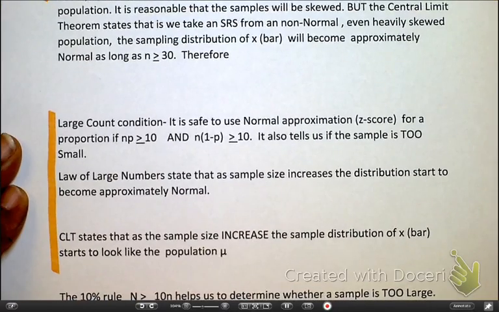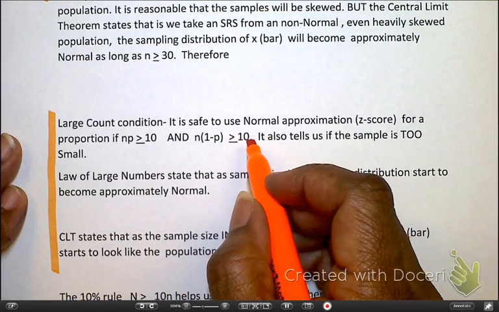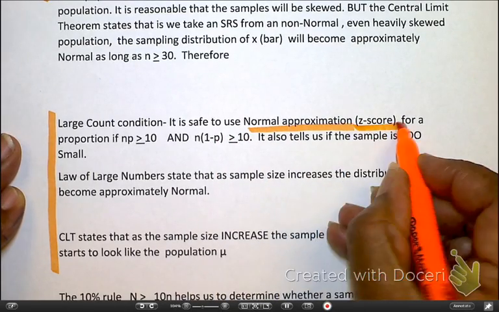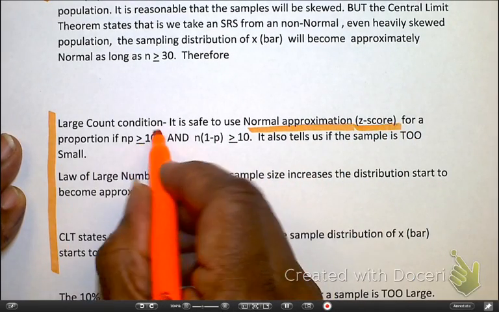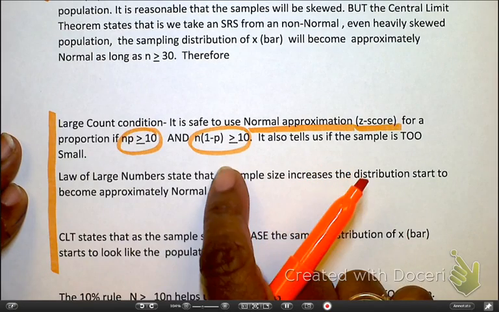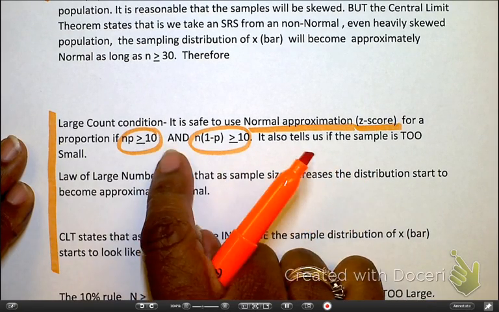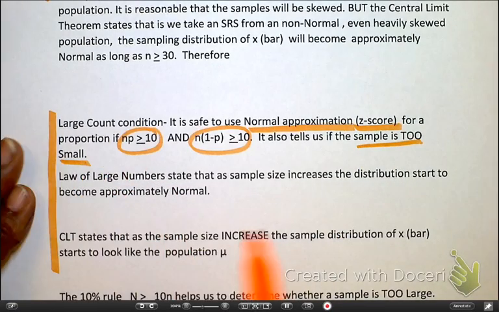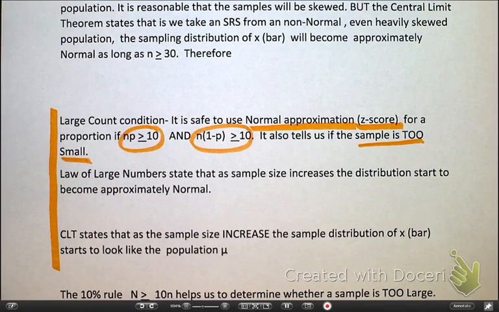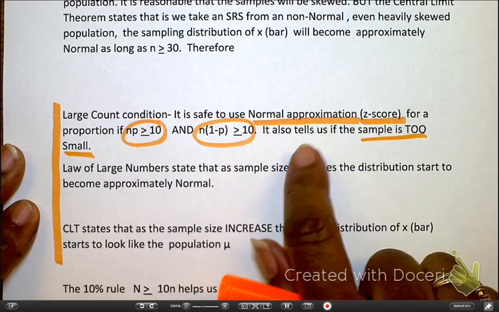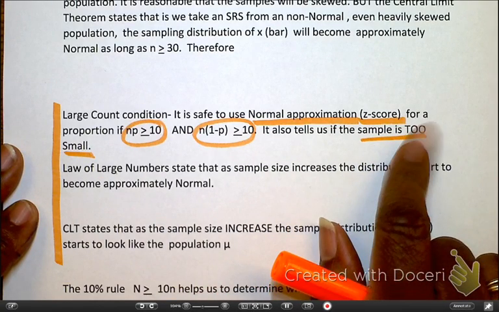The large count condition, the basic thing that we're saying here is that it is safe to use a normal approximation, which means z-score, if these two criteria are met. But in addition to that, it also tells us if a sample size is too small. The other one is too large. So let me restate that. It also states that you have a sample size too small.